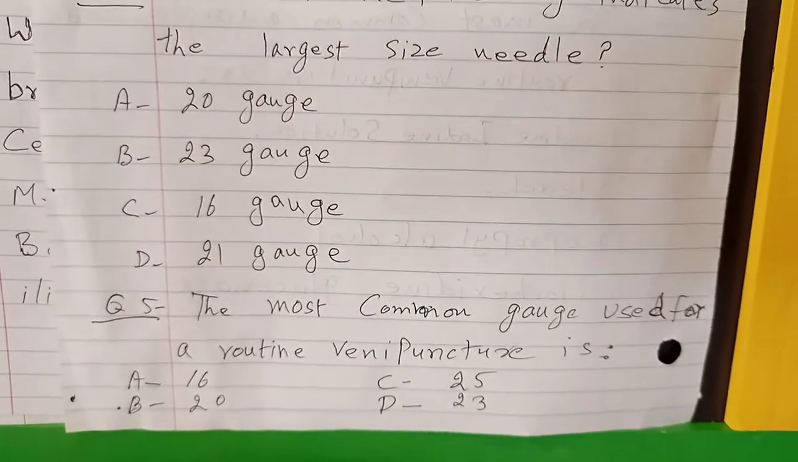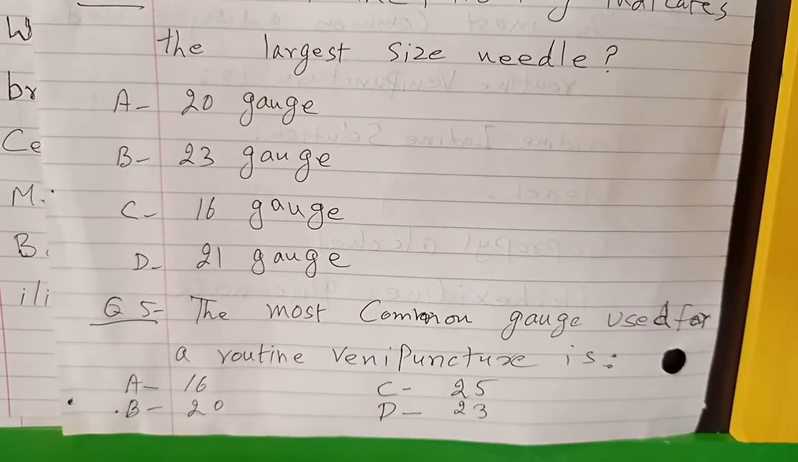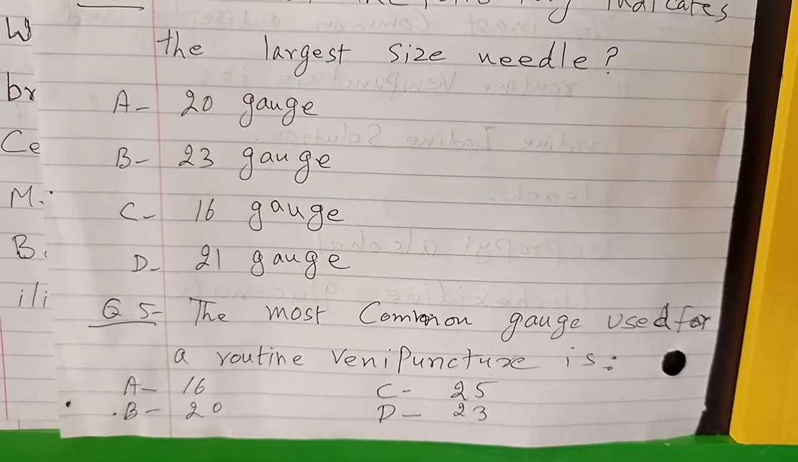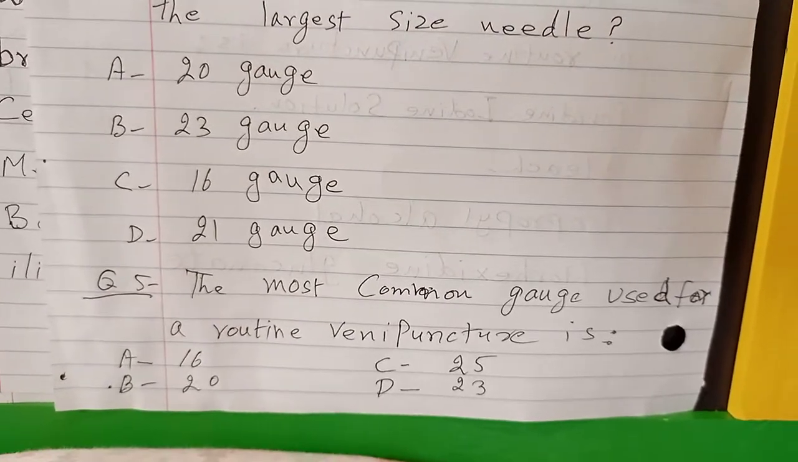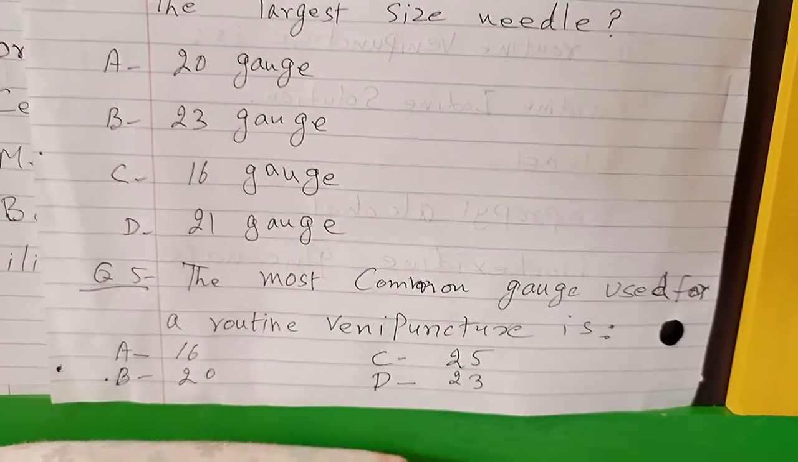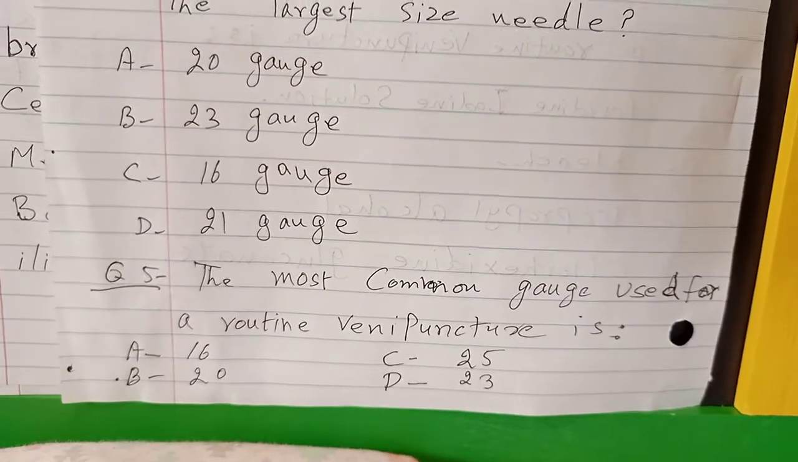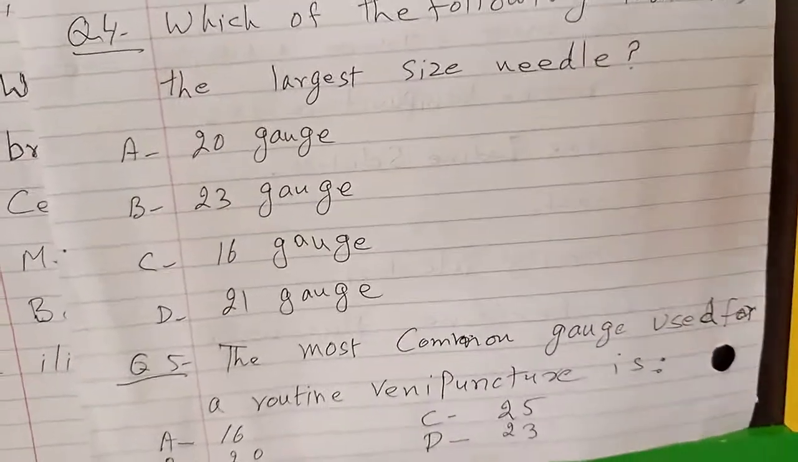The most common gauge used for a routine venipuncture, or the most commonly used needle, is 16, 20, 25, 23. The answer is B. 20 is the most commonly used needle.